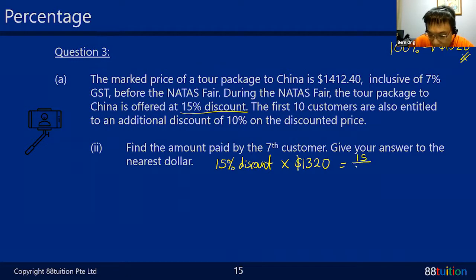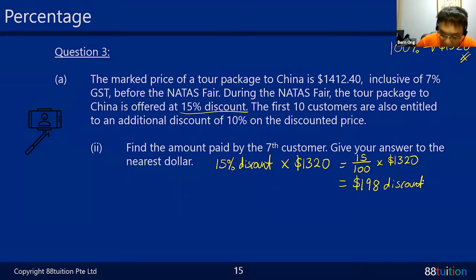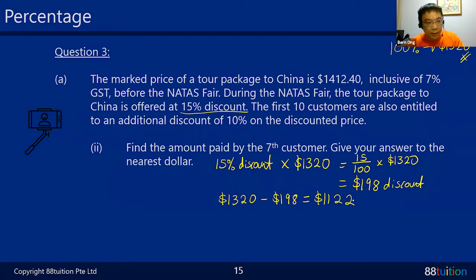So 15% is 15 over 100 times 1,320. What do you get? You will get 198. What is this 198? This 198 is the discount. Be careful, this is the discount. So how much must I pay? You simply take 1,320 minus 198 first. So how much must I pay as a normal customer? I'll have to pay $1122. Is that okay? I have to pay 1122. This is called the discounted price.